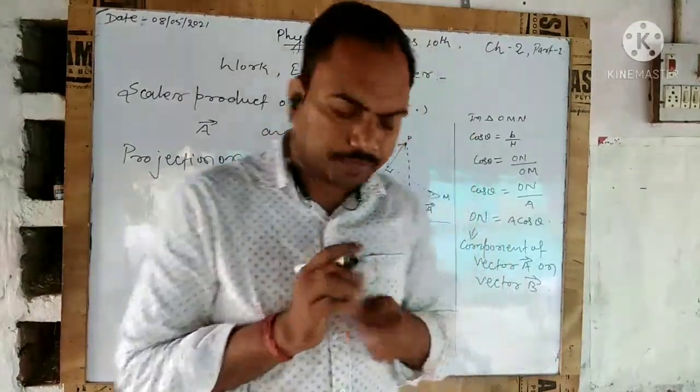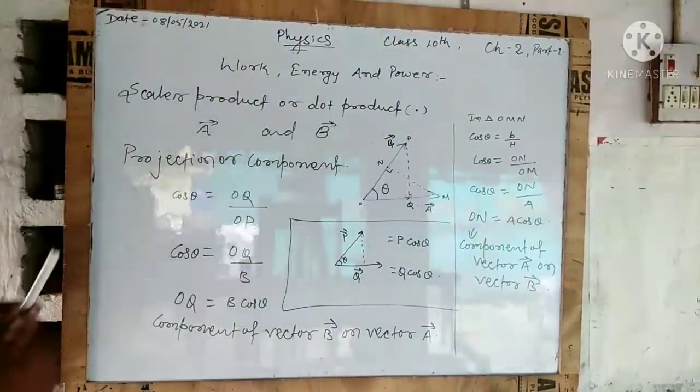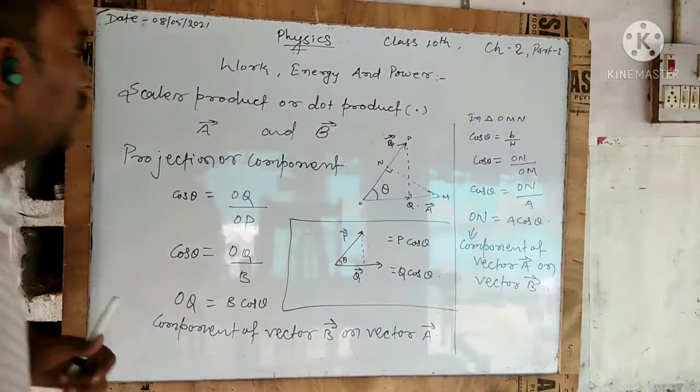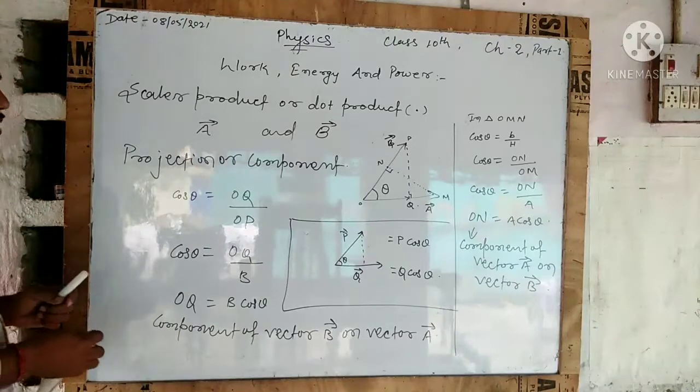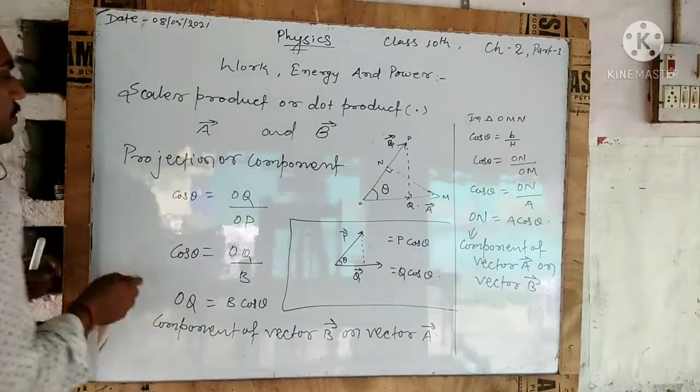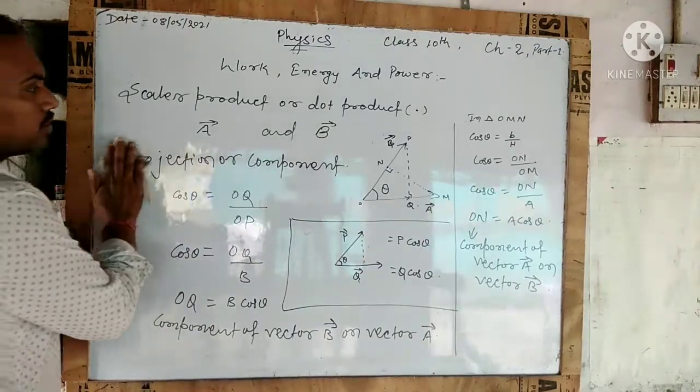Simply keep in mind that projection or component is nothing but the multiplication of cos theta with the magnitude of the vector. Okay, so come to the next point, the dot product. We are just studying the dot product.